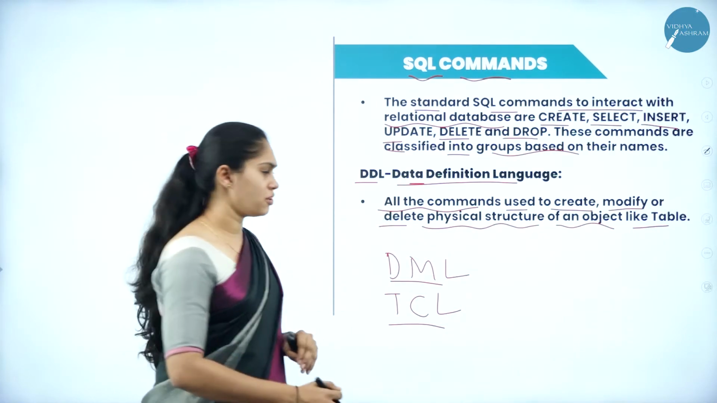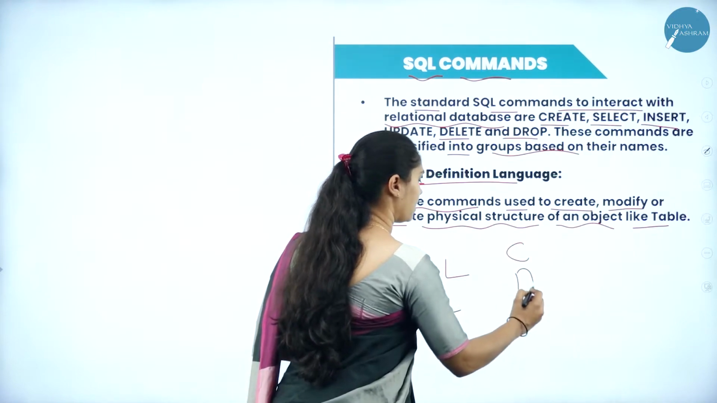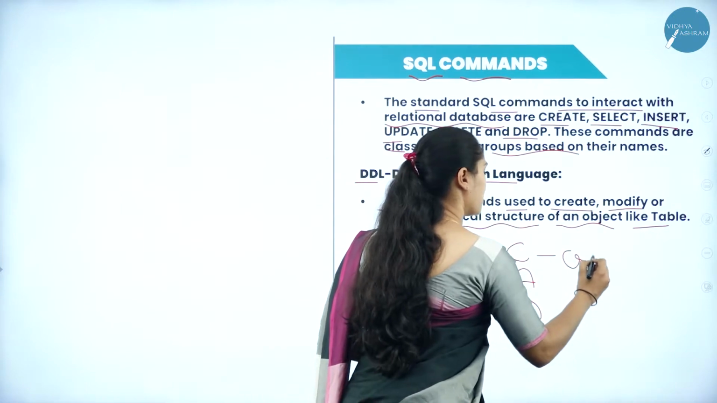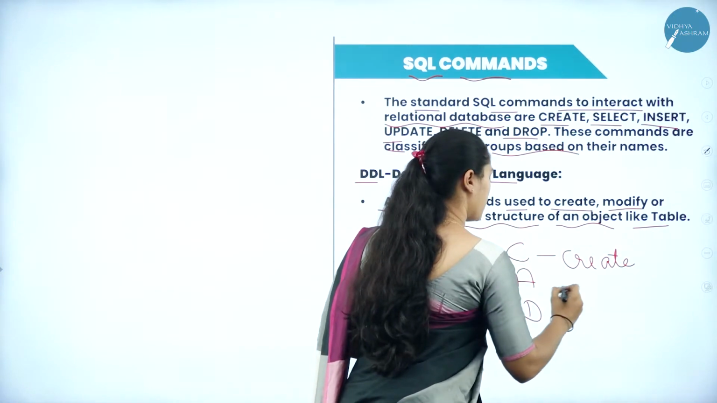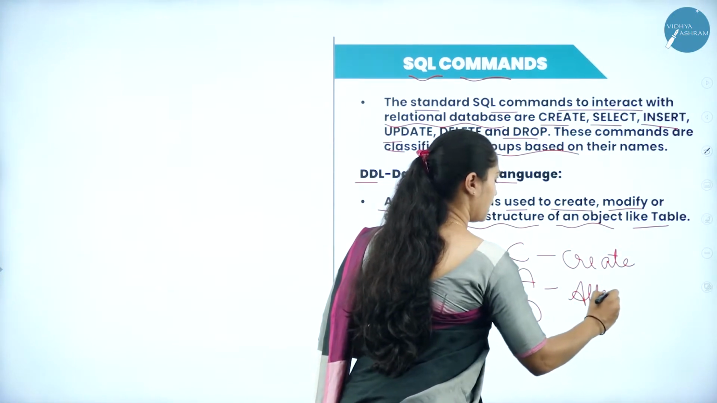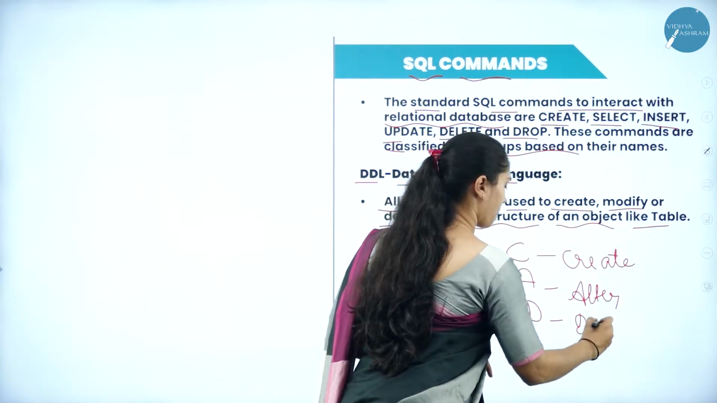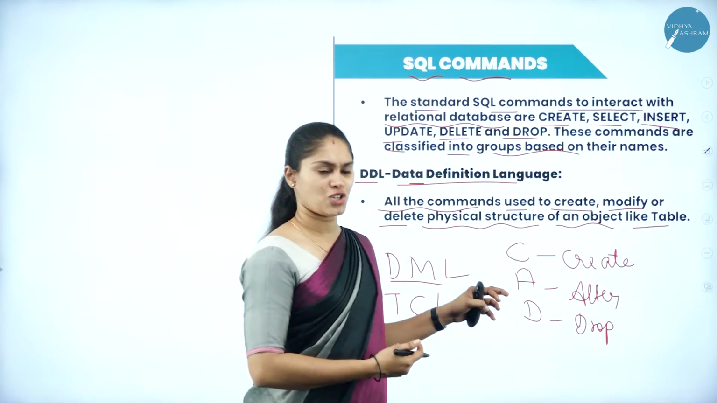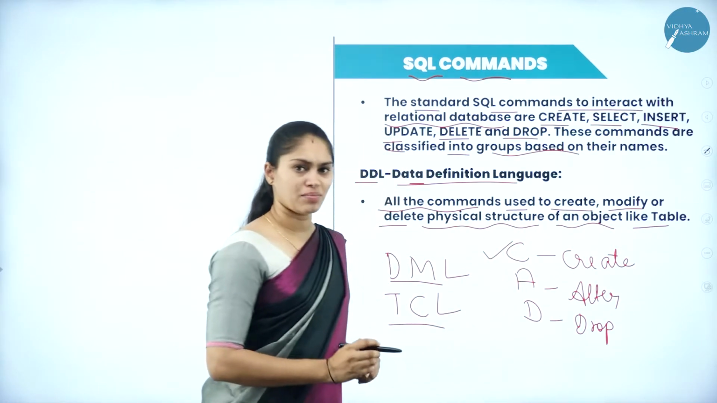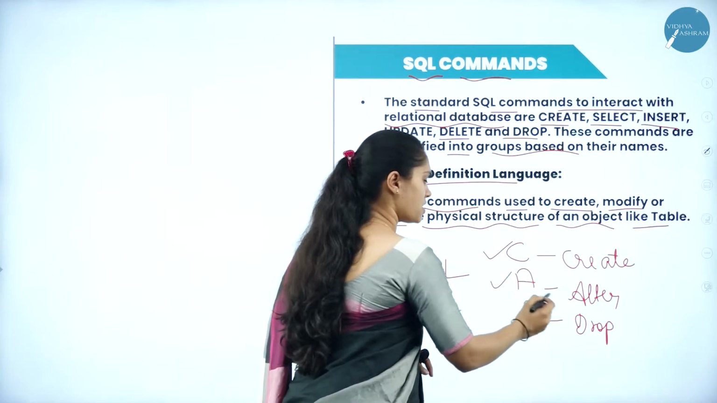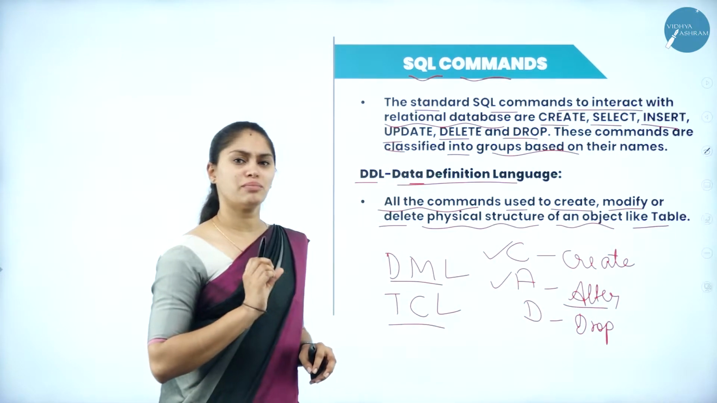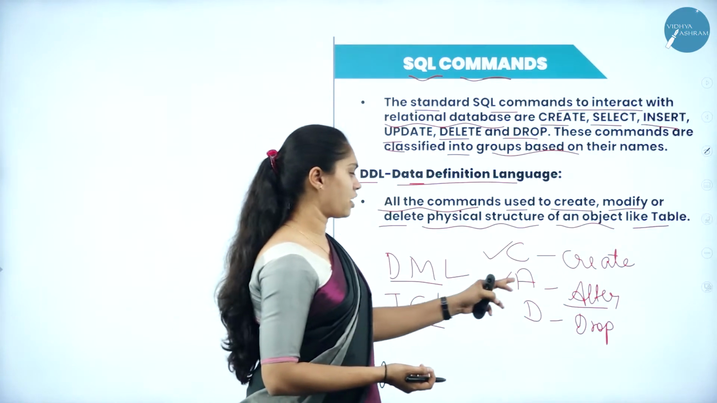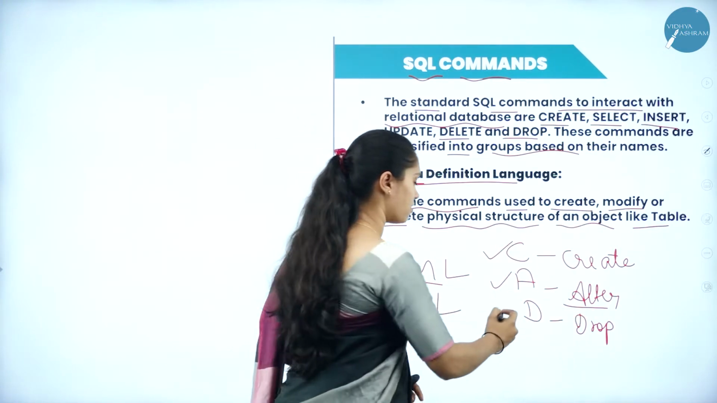So how are we going to remember that? You remember it like a CAD. CAD is nothing but C for create, A represents alter, and D represents drop. In order to create any table, or any relation, we use C, that is create, and we use alter. For example, if I want to make some modification to the existing data structure, at that time we use alter. And we have drop.